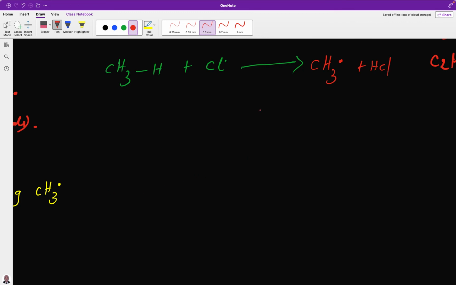Now, what happens? We said under this stage we have a free radical reacting with the alkane molecule. Now that a free radical is very reactive, this free radical again cannot react with the alkane. It will have to react with a molecule of chlorine. So we come here. This is a free radical. It must react with what? With the molecule of chlorine.